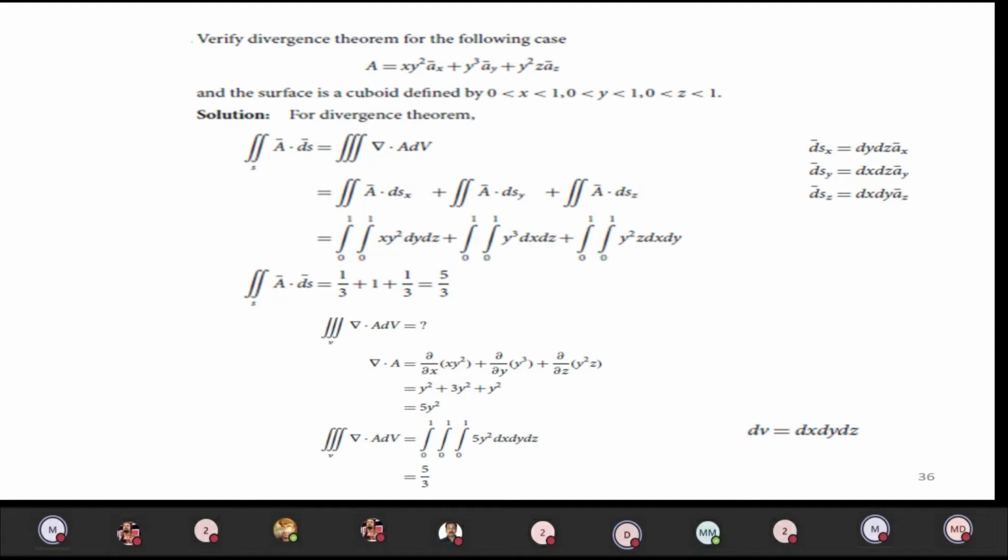Then the third part is the double integral of A vector dot dsz. So for the A vector and dsz, we take the dot product, where we will have y square z into dx dy. So az dot az will be 1 there.